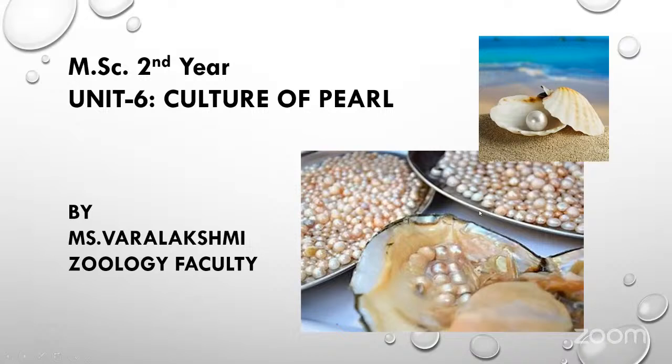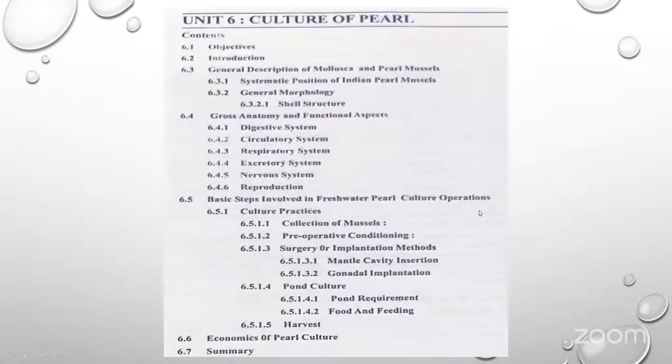Good evening, students. Today we are going to discuss Unit 6, Culture of Pearl, that is from MSc second year. So in this chapter, we are going to discuss the general description of mollusks and pearl mussels, systematic position of Indian pearl mussels, their general morphology, shell structure, gross anatomy and functional aspects, digestive system, circulatory system, respiratory system, excretory system, nervous system, and reproduction of freshwater mussels.